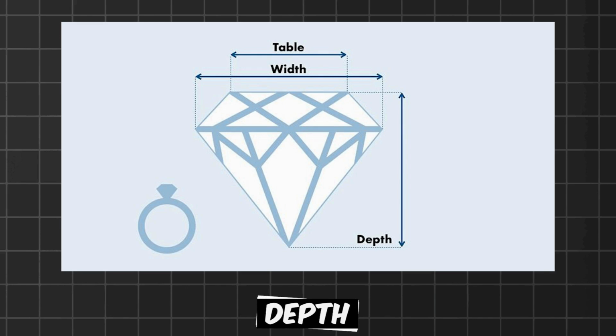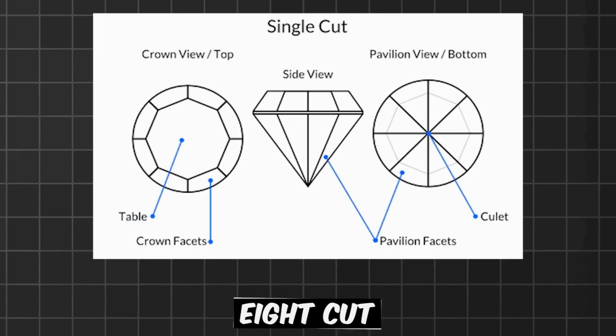Depth, the length of a diamond from the table to the cullet relative to the stone's diameter at the girdle. Eight cut, cut for small diamonds with 8 facets on the top and 8 on the bottom plus the table and cullet. This is also called the single cut.